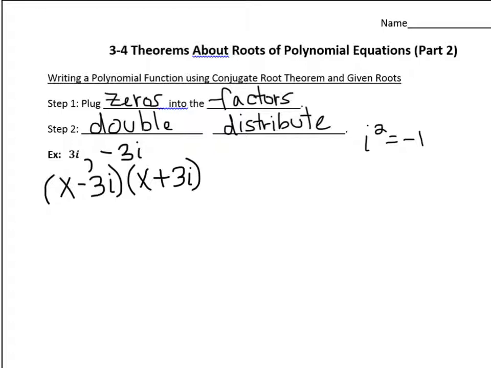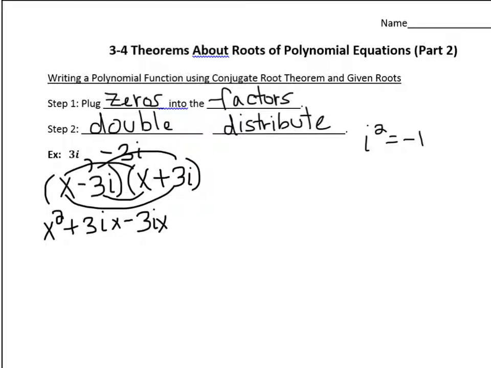So here are my zeros plugged in. Now we're going to FOIL or double distribute here. So we have x times x, which is x squared, x times 3i, which is 3ix. Imaginary comes before variables. Then we have -3i times x, so -3ix. And then last but not least, the -3i times 3i. Well, the 3 and -3 make a -9, and i times i is i squared.